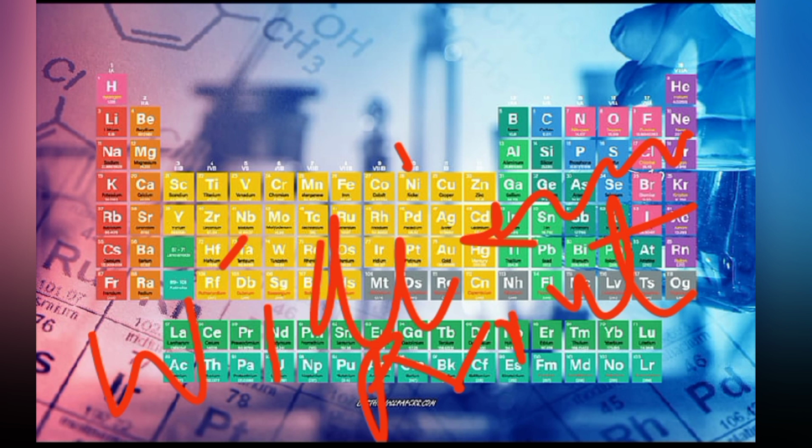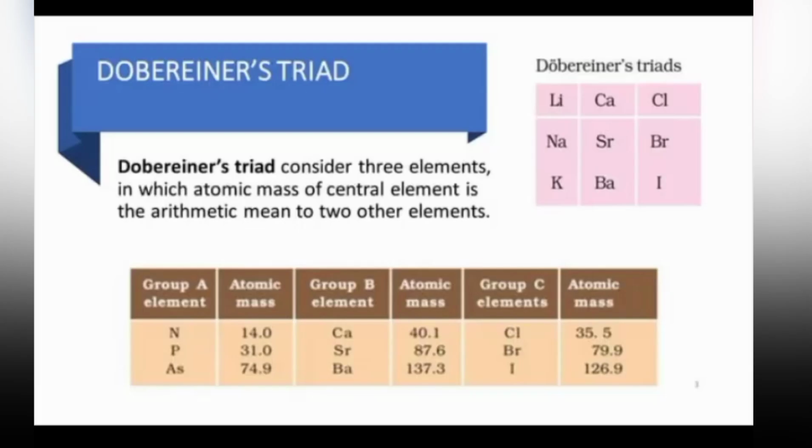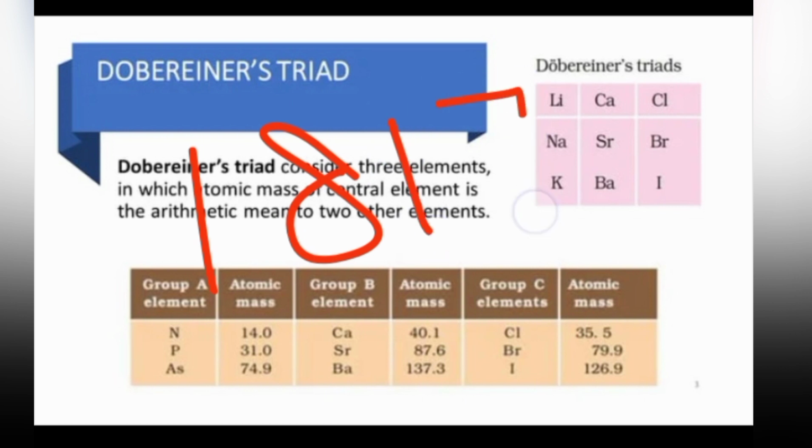Now let's begin with the first scientist, that is Dobereiner. What did he do in his Dobereiner's Triad? So let's begin. In the year 1817, Johannes Dobereiner suggested that there are sets of three elements called triads, which show similar properties with each other. And it was observed that the atomic mass of the central element is nearly equal to the arithmetic mean of the limiting elements of the triad.